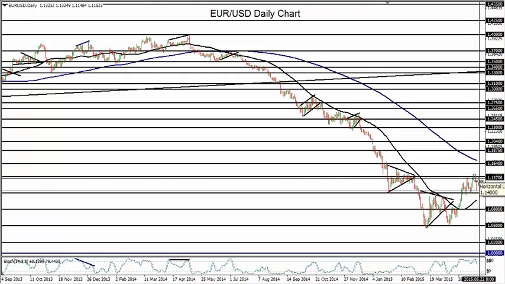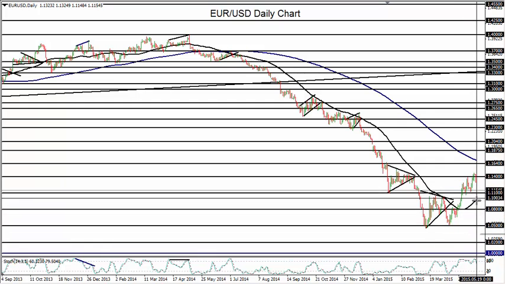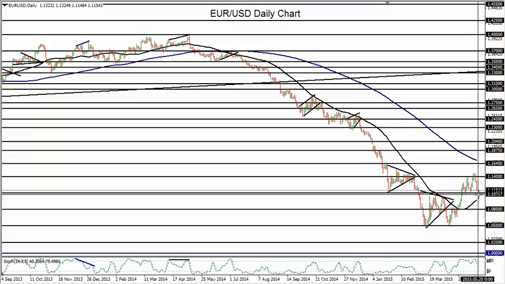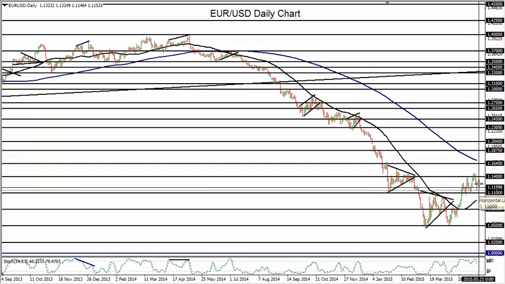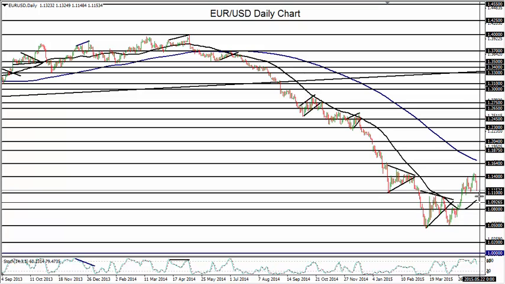In the last 2 days we see this drop to the downside, moving back down towards the 111 support level on euro dollar. So this has been a pullback off of this rebound, as we can see here.